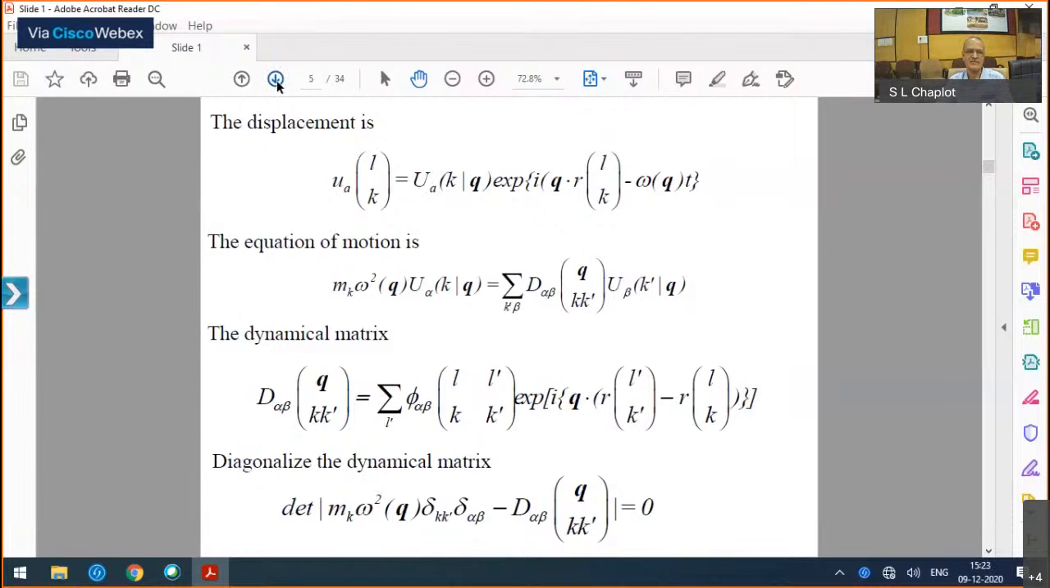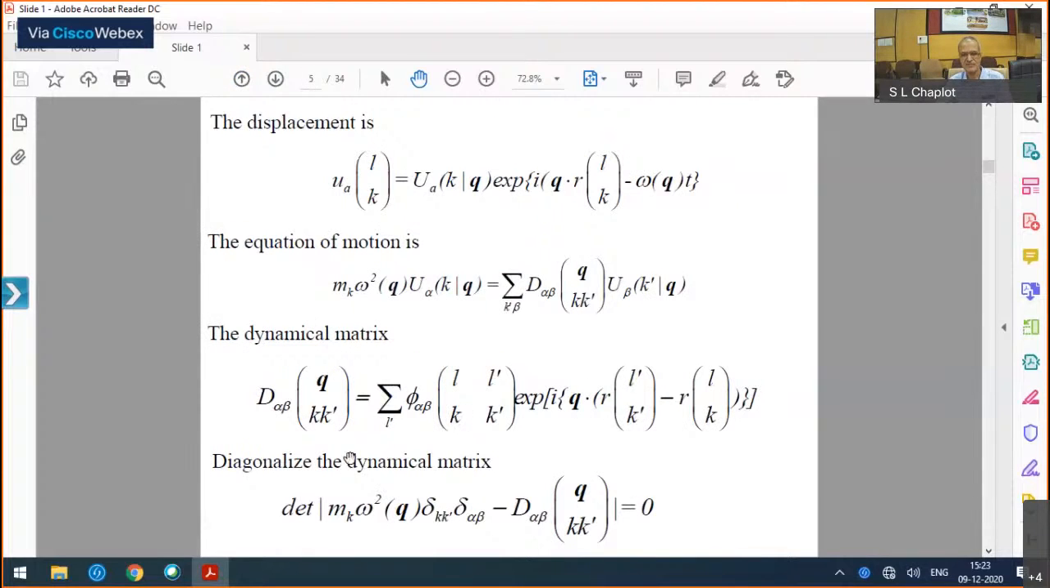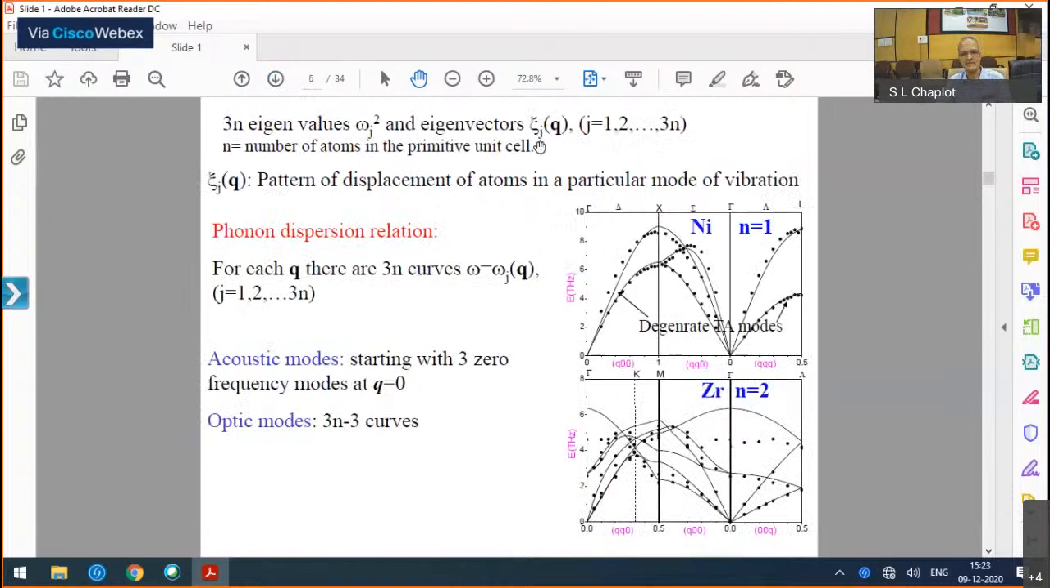So the basic eigenvector is a normalized quantity. The dynamical matrix can be shown to be a Hermitian matrix, and the Hermitian matrix has real eigenvalues, and one can write down the eigenvectors which are normalized. So the omega square has to be real, not necessarily positive, I'm sorry. So it's a real number.